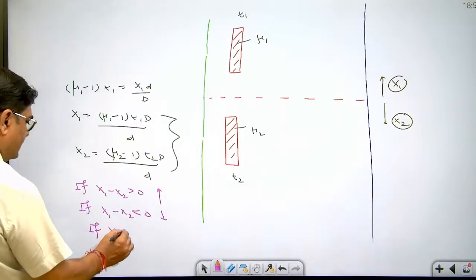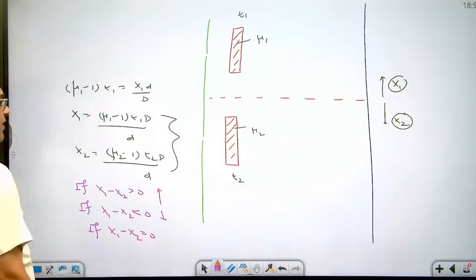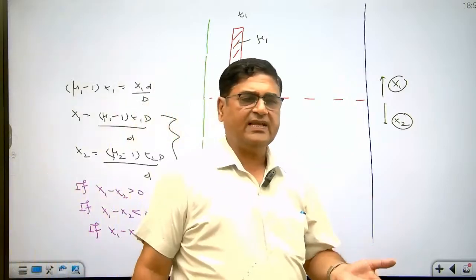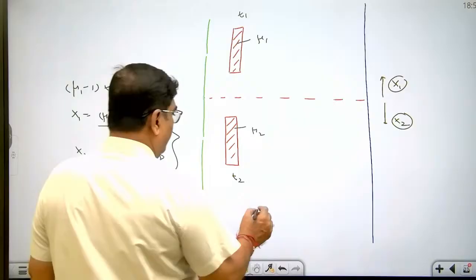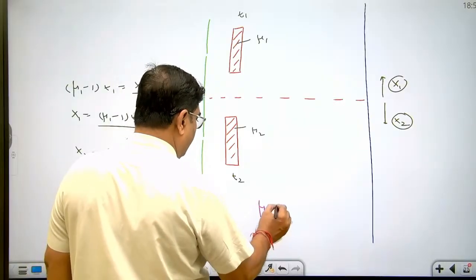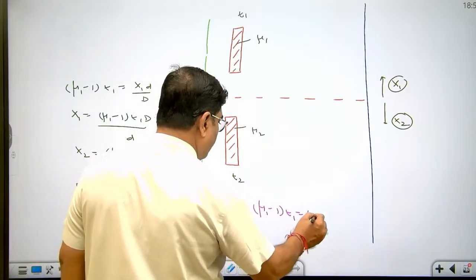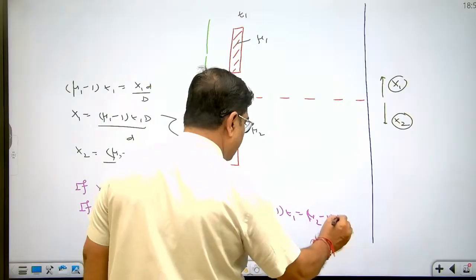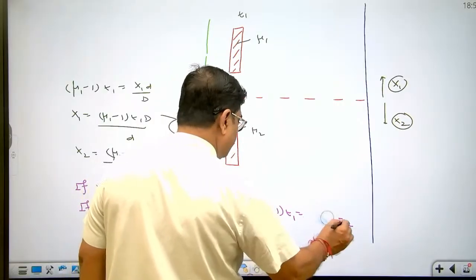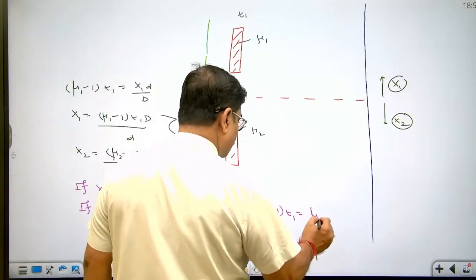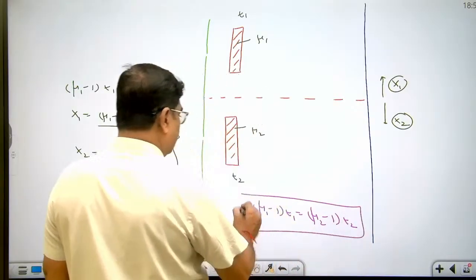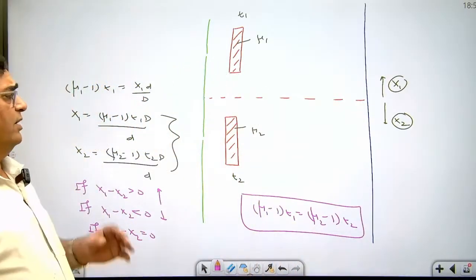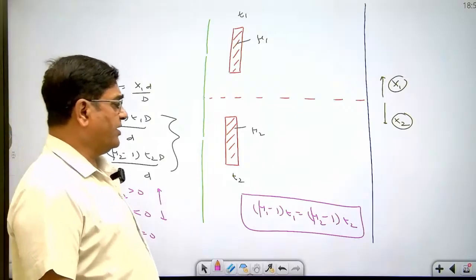If x1 minus x2 equals 0, neither will the fringe width change nor will the fringe pattern shift in this situation, okay? So what is the condition when the fringe pattern will not shift? This is (mu1 minus 1) into T1 equal to (mu2 minus 1) into T2, okay? This is the condition in which the fringe pattern will not shift, okay?